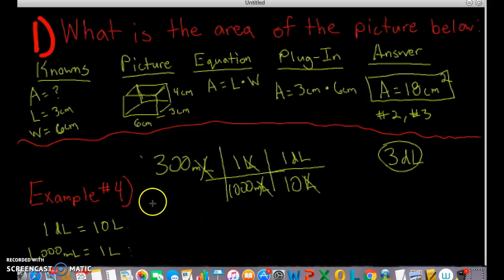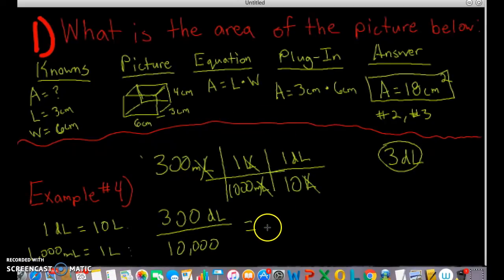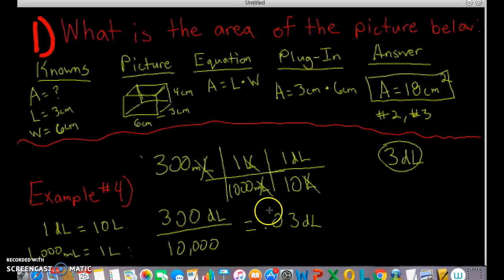Okay? Now, the way we're going to multiply this is going to be different from what I've told you. I say that the ones at the top, you divide. And that's true. That's what we're going to do. So we're going to divide 300, because 3 times 1 times 1 is 300, so 300 deciliters divided by 10 times 1,000, which is 10,000. And when you put that in the calculator, 300 divided by 10,000 is going to be 0.03 deciliters. So what we want to know is how many robots from this conversion can hold 3 deciliters, okay?